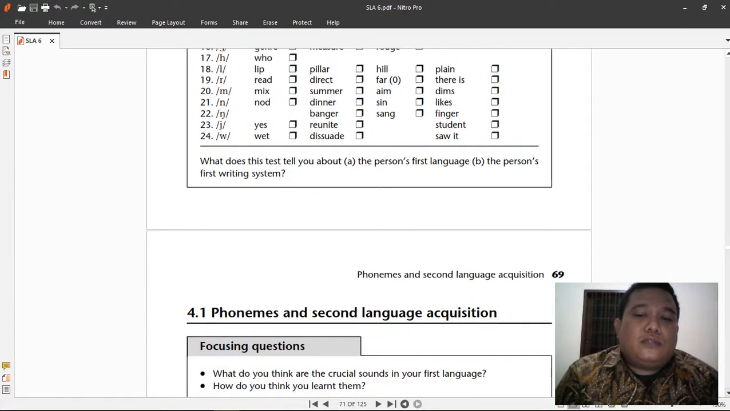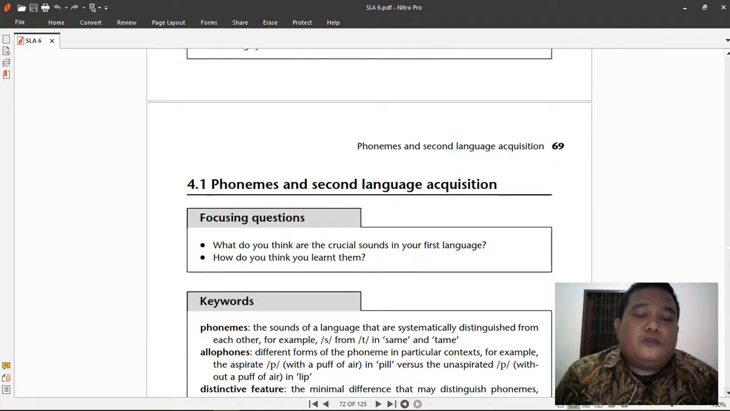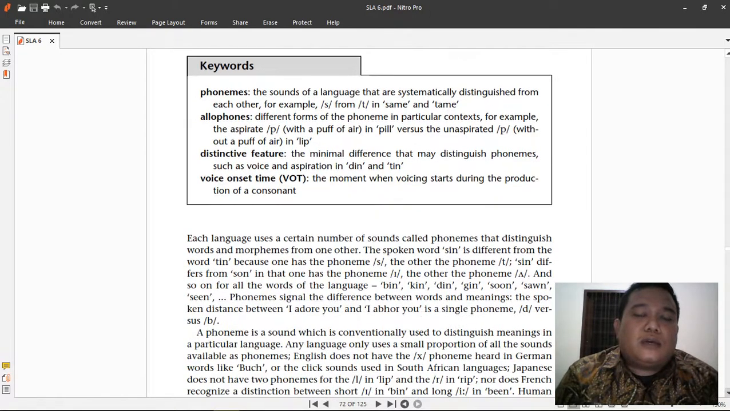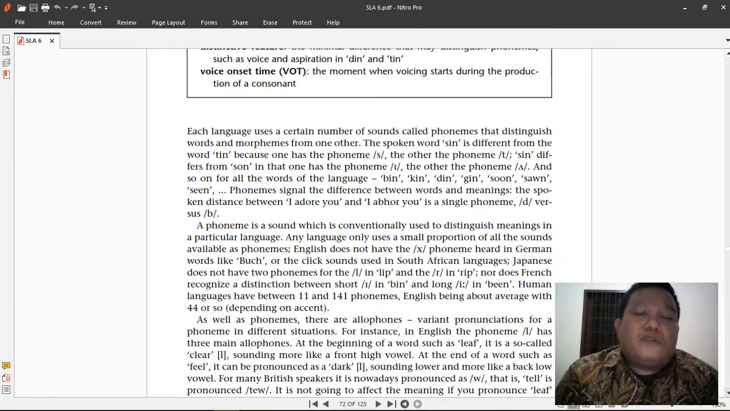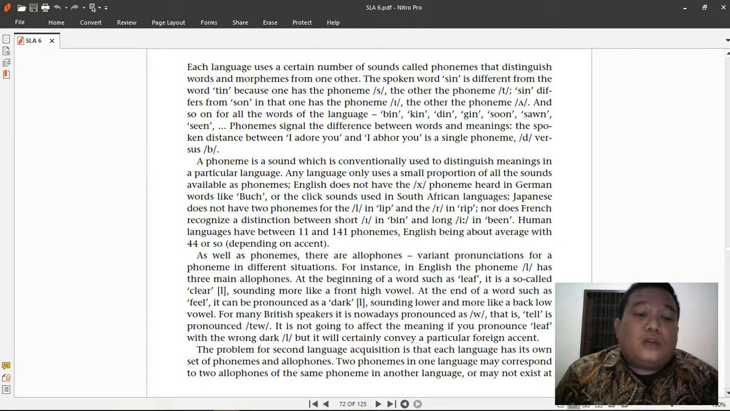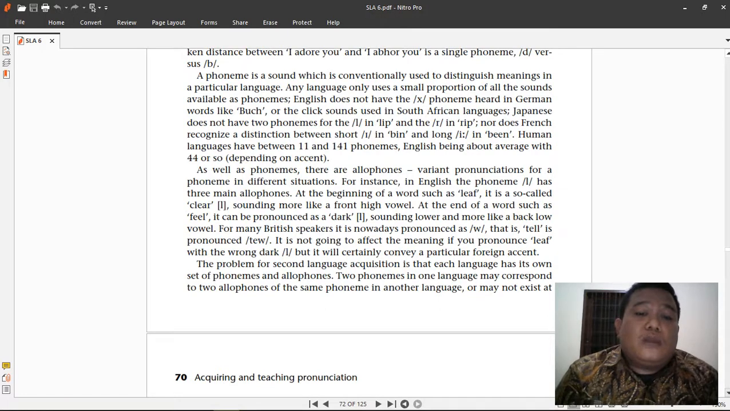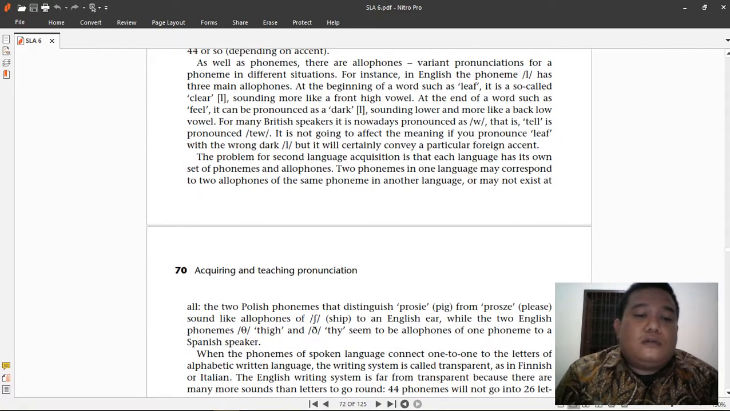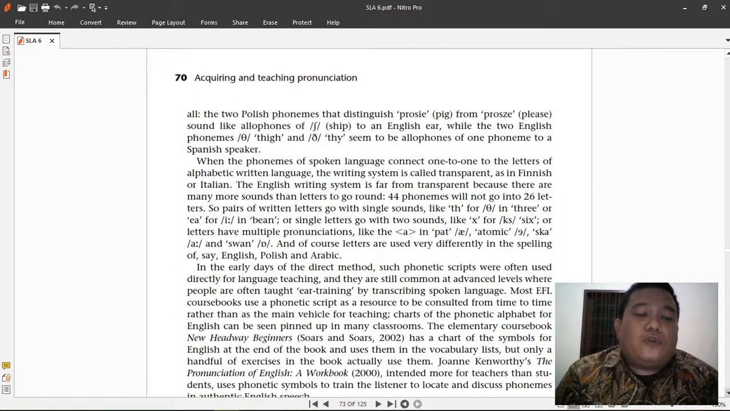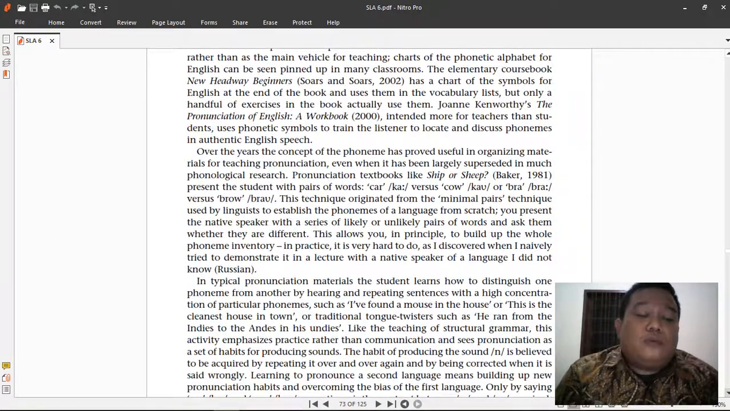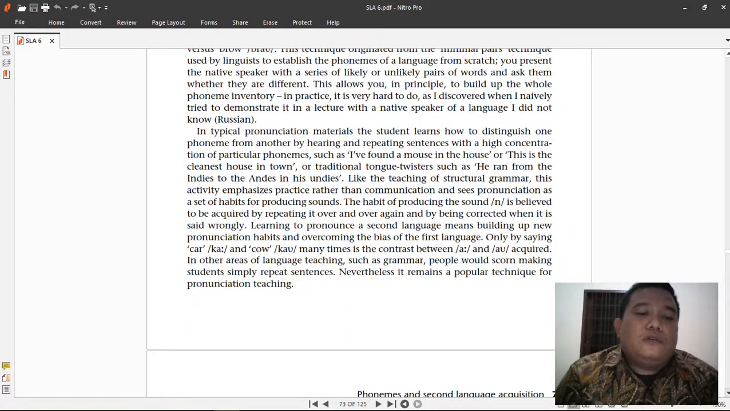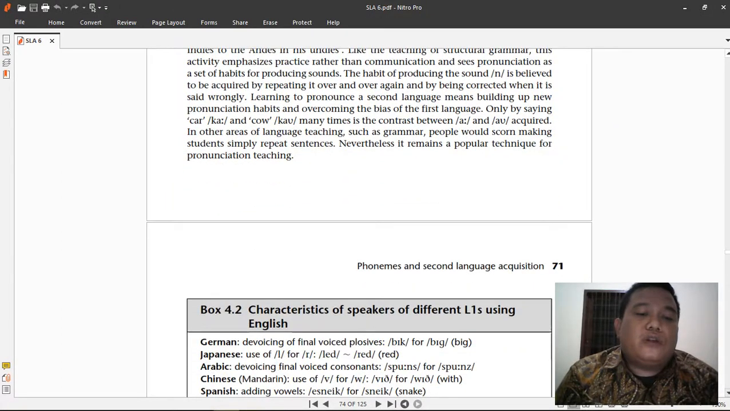Okay, so let's see again: phonemes and second language acquisition. This topic, this subtopic is still about the theories about the phoneme, phonology, and phonetics. I think you understand this one better in the phonetics and phonology subject. Okay, I believe you all have got the lesson from the previous semester, maybe. I don't know who the lecturer was, but I believe you've learned about this.